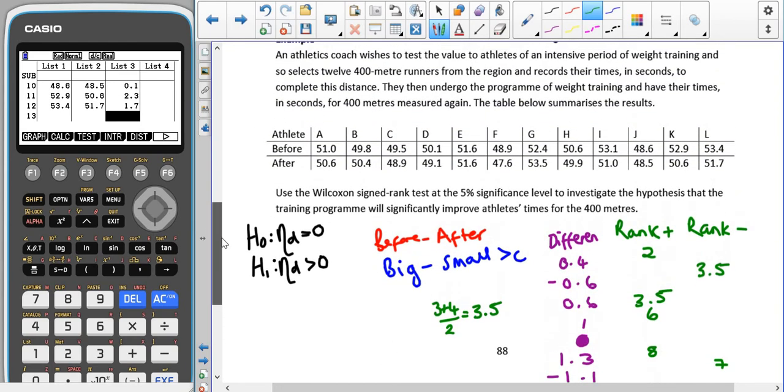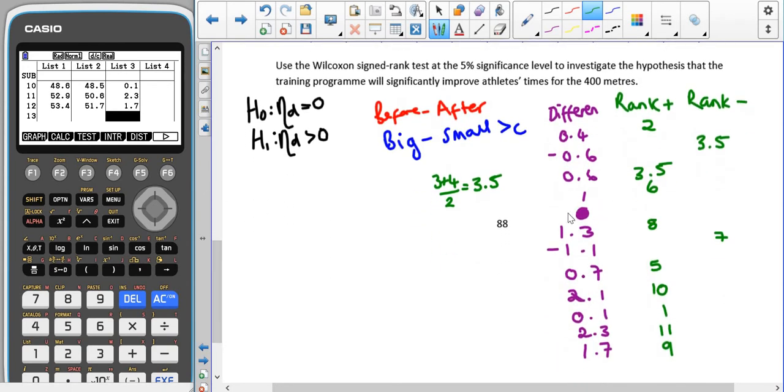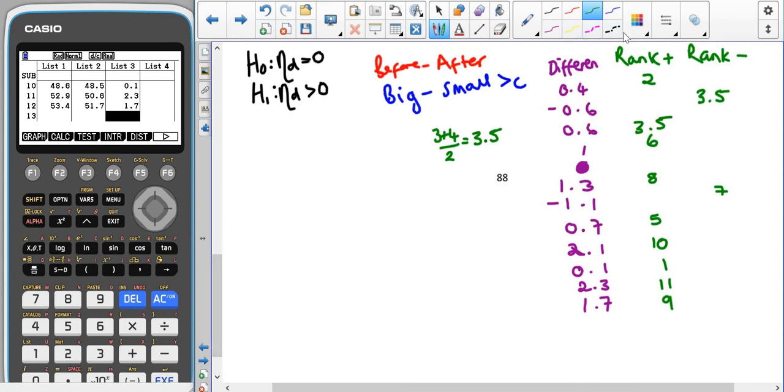And just as a quick double check, here we had 1, 2, 3, 4, 5, 6, 7, 8, 9, 10, 11, 12 athletes to begin with. We cancelled out that one there because that gave us a difference of 0, so we're not including that, and my maximum rank was 11. So then we need to add up the ranks again. So we're going to have a total for the plus ranks and we're going to have a total for the minus ranks. So the total for my minus ranks is 10.5.